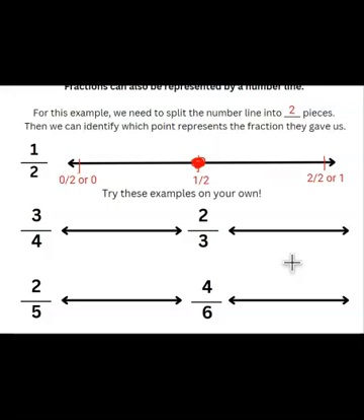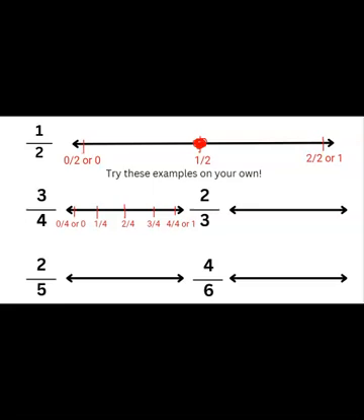I'm going to do one more example and then I want you to try the rest of these on your own. Our next example says 3/4, so we need to cut our number line into 4 separate pieces. Based on the denominator of 4, I split my number line into 4 separate pieces. This piece is 0 to 1/4. This piece is 1/4 to 2/4. This piece is 2/4 to 3/4. And this last chunk is 3/4 to 4/4, or 1 whole.